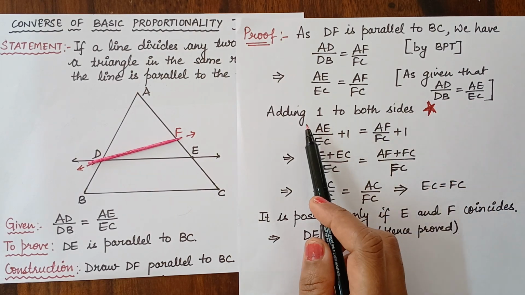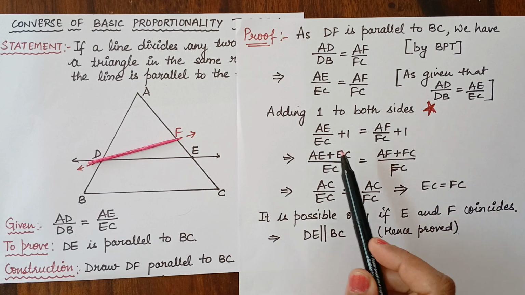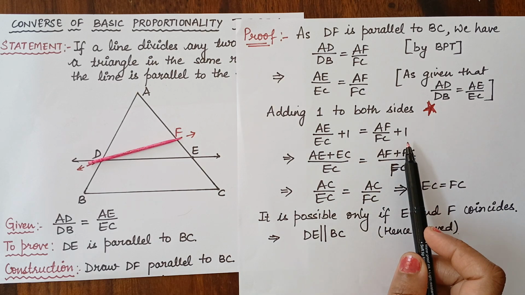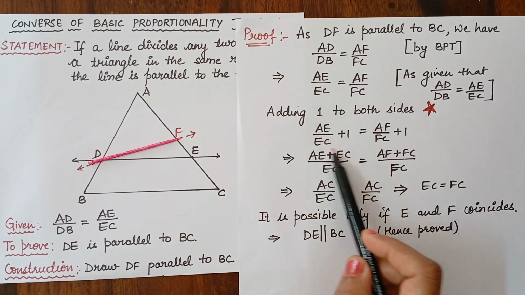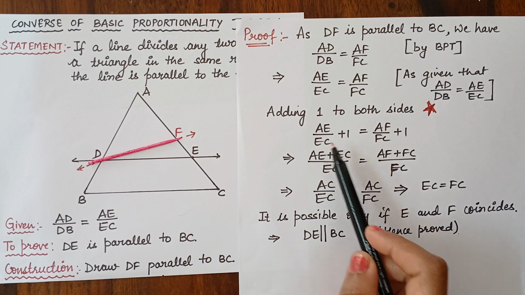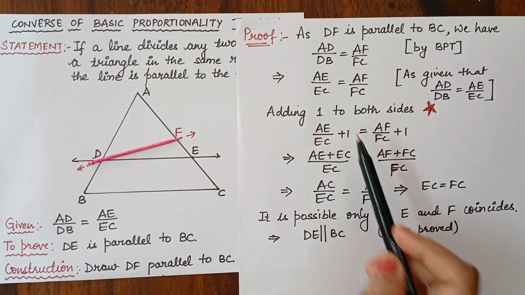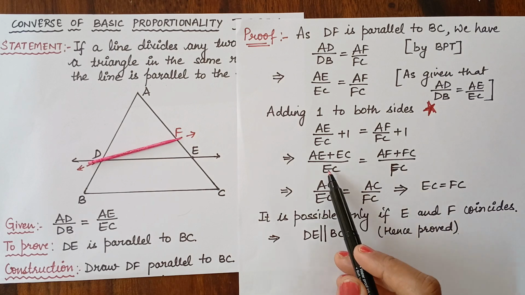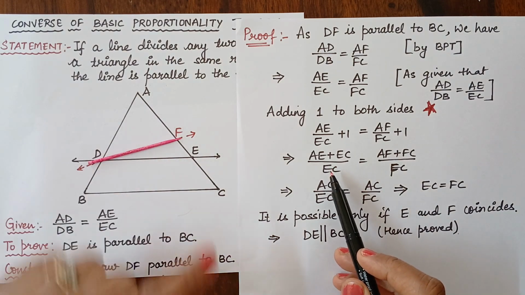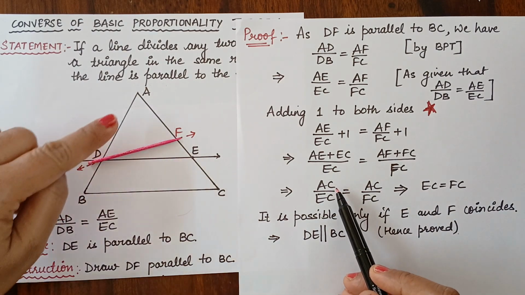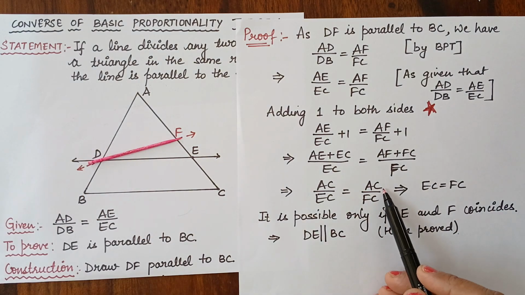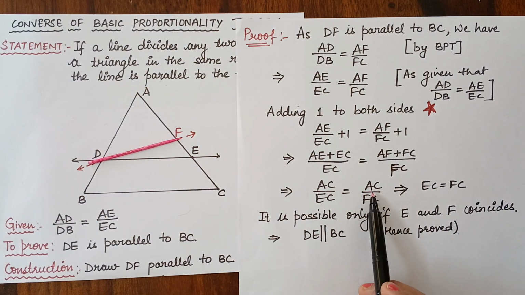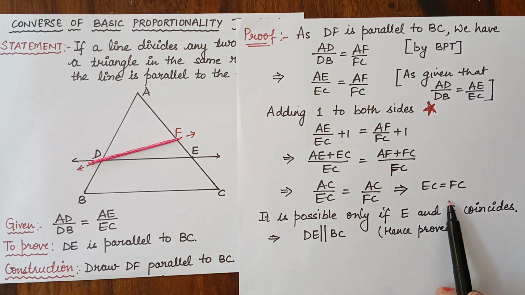After this, we have to add 1 to both sides. When we add 1 to both sides, we will get AE plus EC by EC. When we take the LCM, this EC will go there, and here also AF plus FC by FC. Now, you can see that AE plus EC is AC, and AF plus FC is also AC. As their numerators are equal, their denominators also should be equal. So, EC is equal to FC.